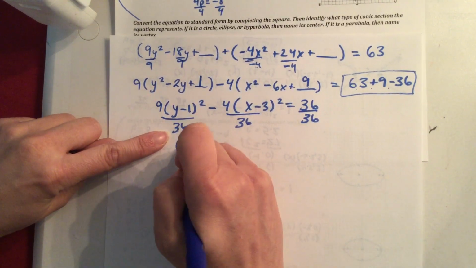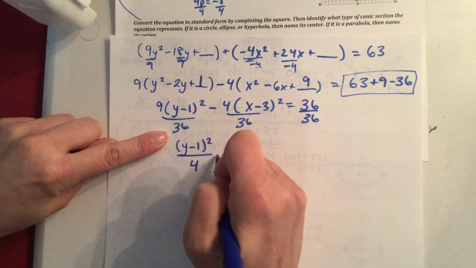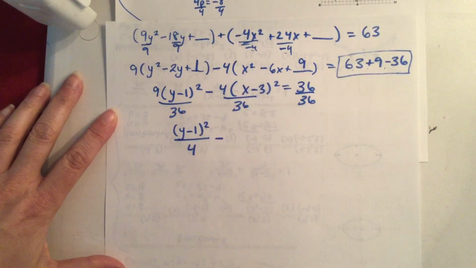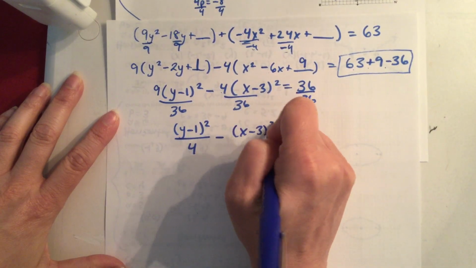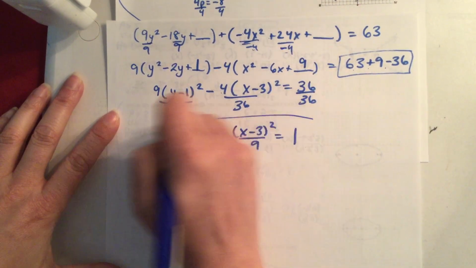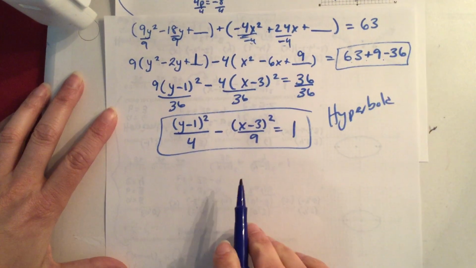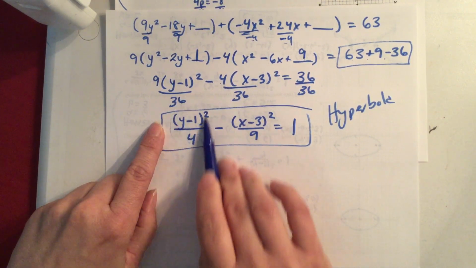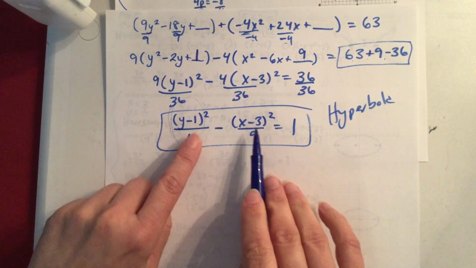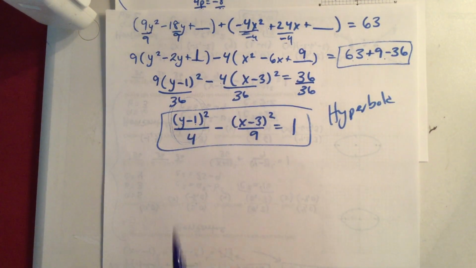9 over 36 can reduce to 1/4. So I'd have y minus 1 quantity squared over 4. 4 divided by 36, this can be reduced to 1/9. So it's x minus 3 squared over 9 equals 1. This is a hyperbola. It would be a vertical hyperbola because that's the first variable that we have. Your center would be at 3 and 1. A would be 2. B would be 3.